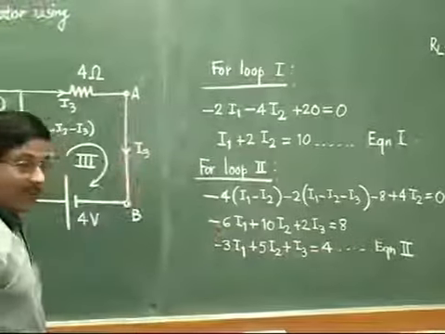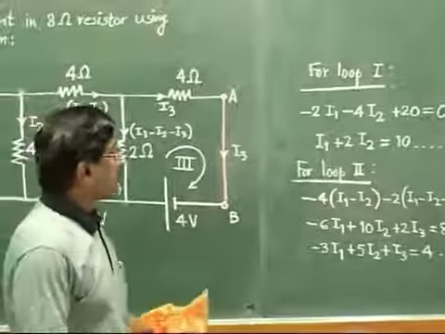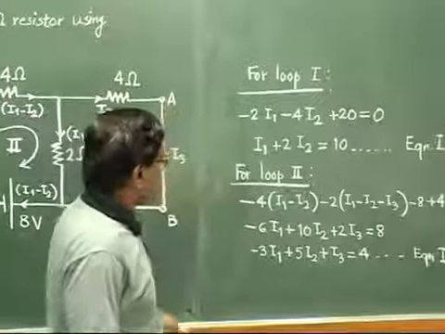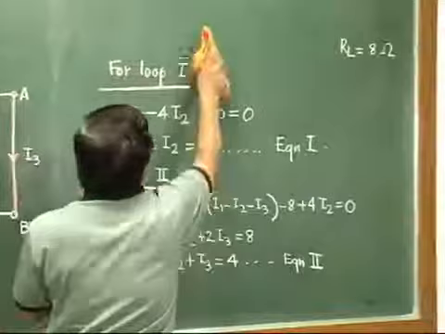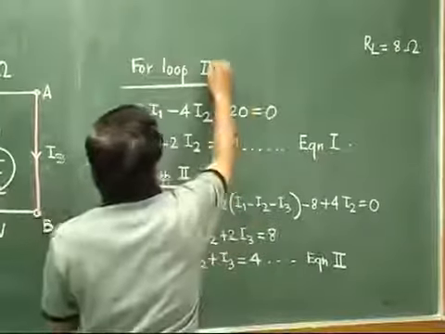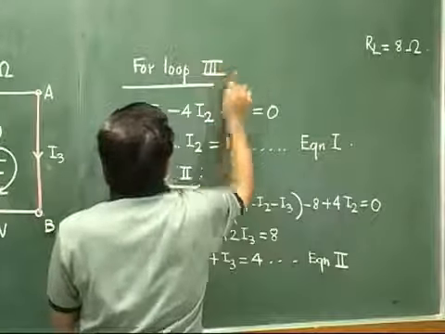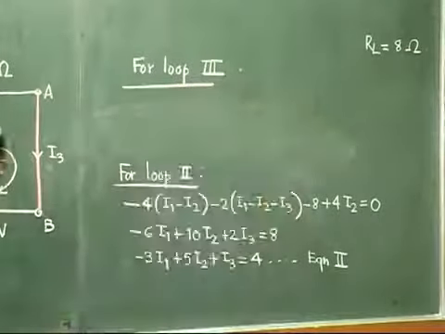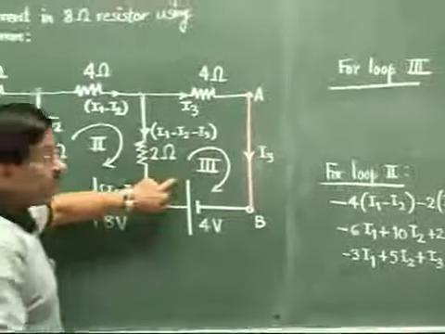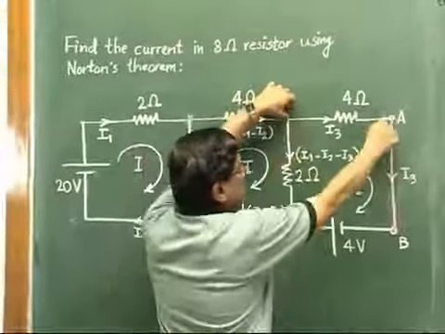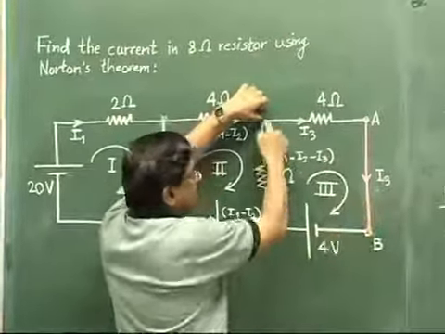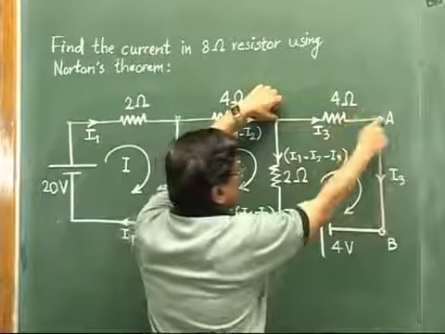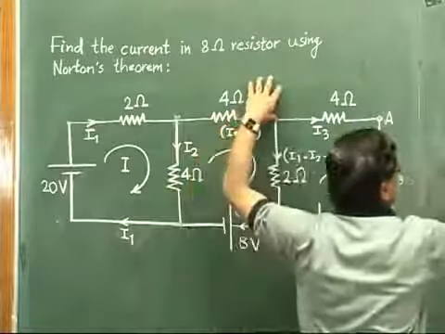And then we have to similarly write the equation for loop 3. For that I will just make use of this space. Okay. So for loop 3 now. Now loop 3 is this one. So we traverse along this loop in the clockwise direction in this manner. So from this point to this point it will be minus 4I3.